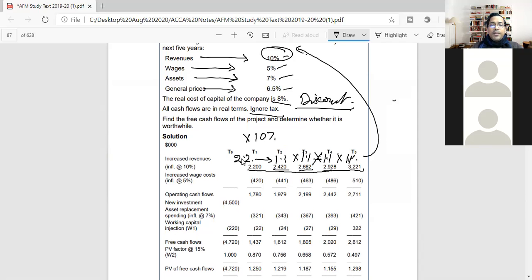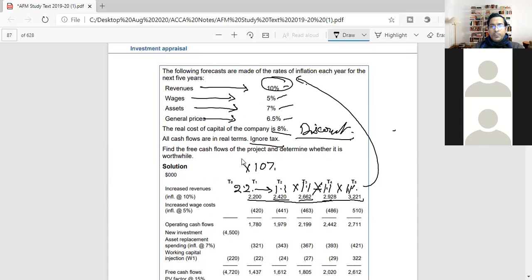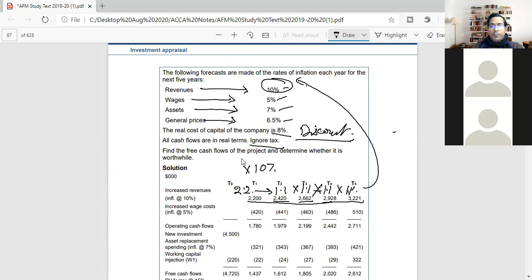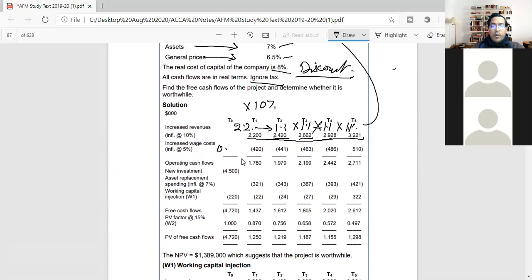Now, the increasing wage cost. Wages are increasing at the rate of 5%. Let's see how much the wage cost was, 0.4. So if I just factor that 0.4, 0.4 times 1.05, how much? That becomes 0.42. Again times 1.05, you'll find all these numbers. So every year you just need to multiply this by 1.05 and you'll find the new numbers because of the inflation.